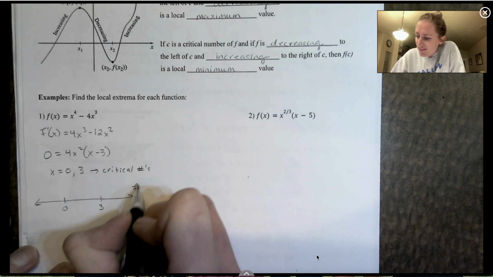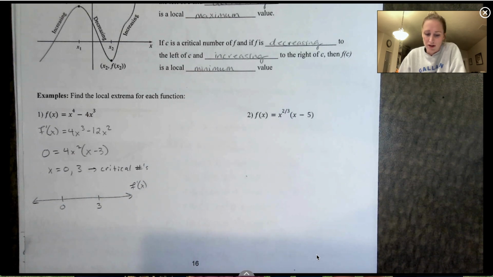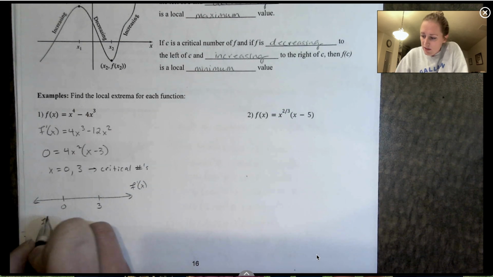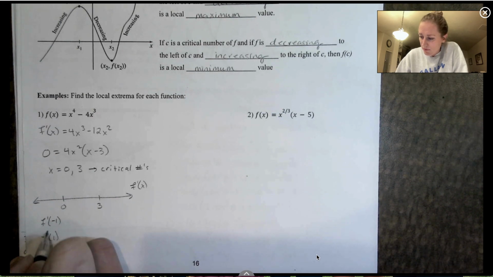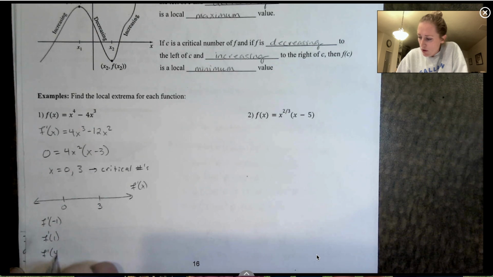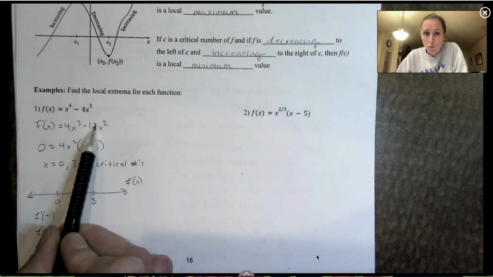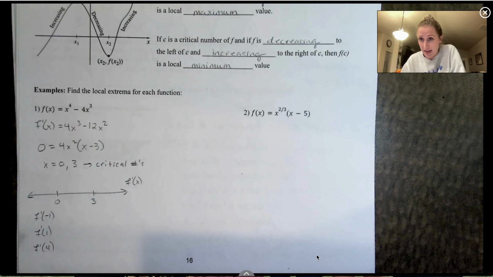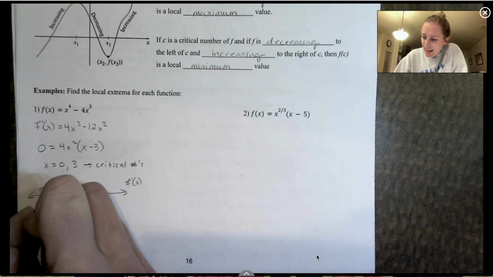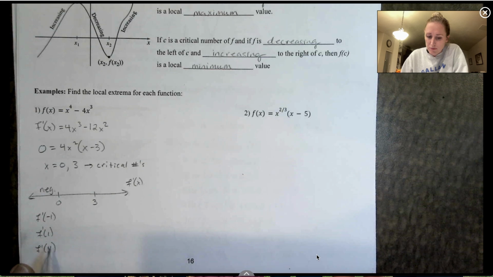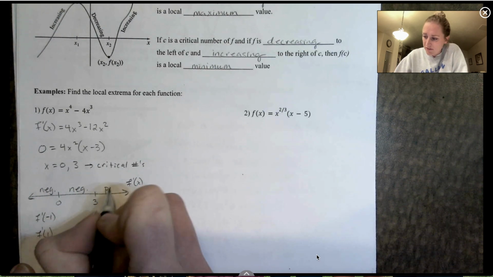So I want to find the sign of f prime for something less than 0, something between 0 and 3, and something greater than 3. So I picked these three values: f prime of -1, f prime of 1, and f prime of 4. If we substitute these three values into our derivative function, we just care about the sign. What do we get, positive or negative? When we substitute in -1, we get a negative output. When we substitute in 1, we also get a negative output. And for 4, we get a positive output.